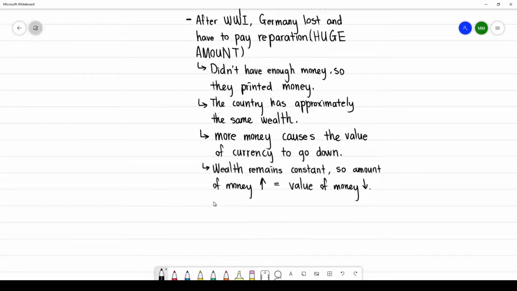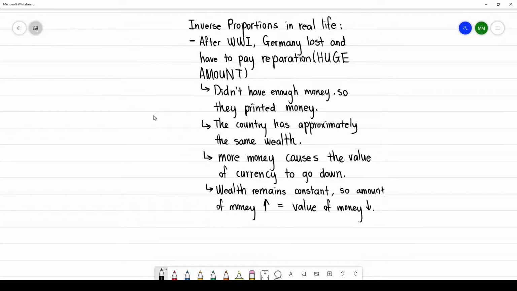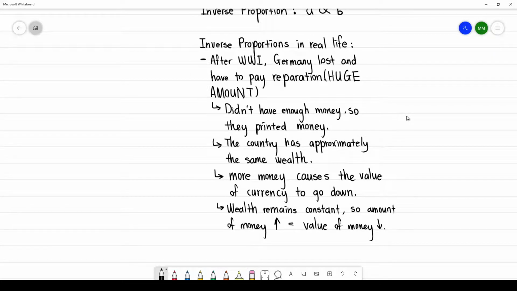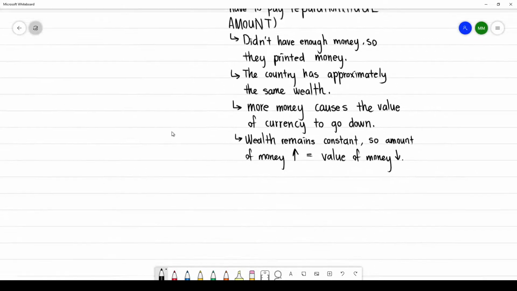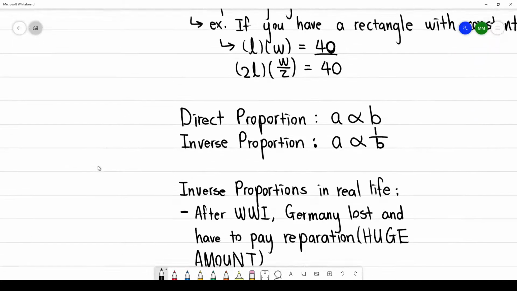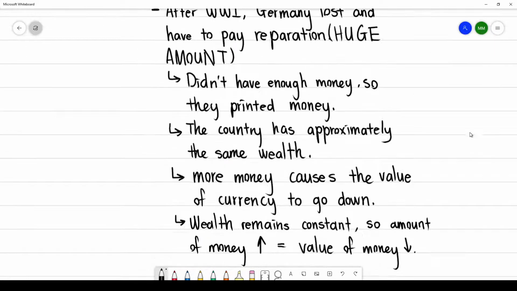Other examples: I won't write it down, but every day you only have 24 hours, so for the different activities you do each day, the time spent on each activity is inversely proportional to the others. Because if you spend more time doing one activity, you have to spend less time doing another. And another example is just the length and width of the area, as I talked about here.